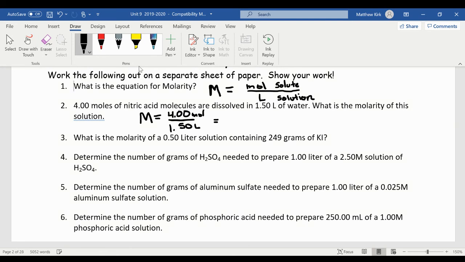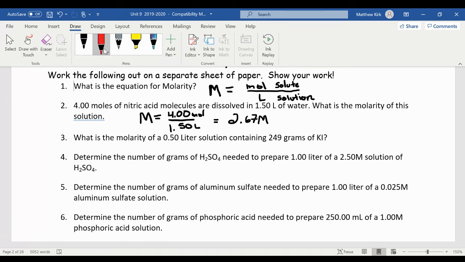So we just put that into our calculator, and watching for significant figures, I think we should just get an answer of 2.67, with 3 sig figs in that answer, because we have 3 sig figs here and here. And then remember, for our units of molarity, we can just use a capital M. It's not a nice looking capital M, but it's a capital M.